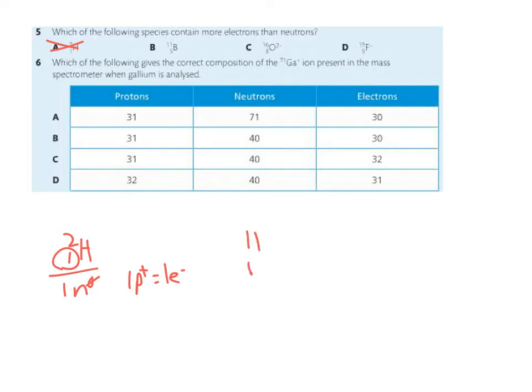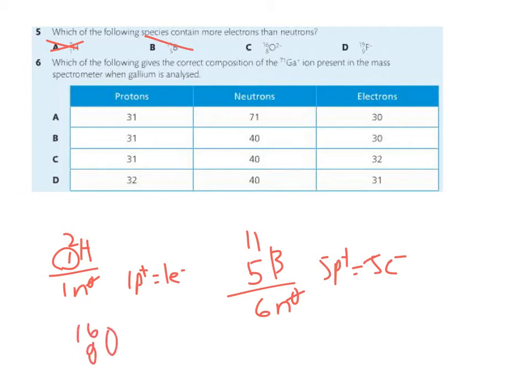B is boron 11. 11 minus 5 is 6 neutrons. There's no charge on it, so that means there are 5 protons and also 5 electrons. So this has more neutrons than electrons. Part C, oxygen 16 with a -2 charge. So it has 8 protons, but the -2 charge is telling me that it's gained 2 electrons and has 10 electrons total. 16 minus 8 lets me know it has 8 neutrons. So in this case, I do have more electrons than neutrons.